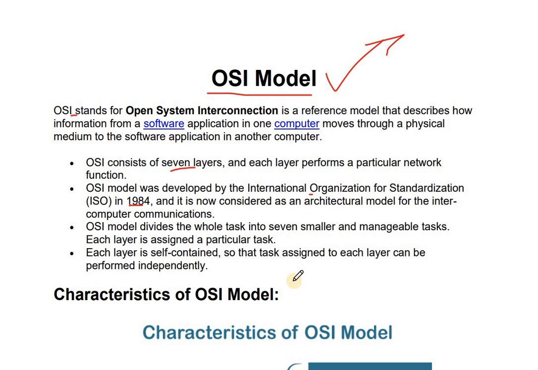So the OSI model divides the whole task into 7 smaller and manageable tasks. Each layer is assigned a particular task. Each layer is self-contained, so that the tasks assigned to each layer can be performed independently.